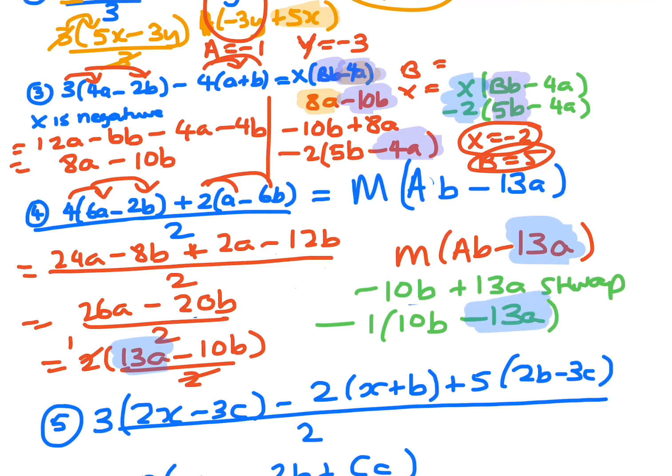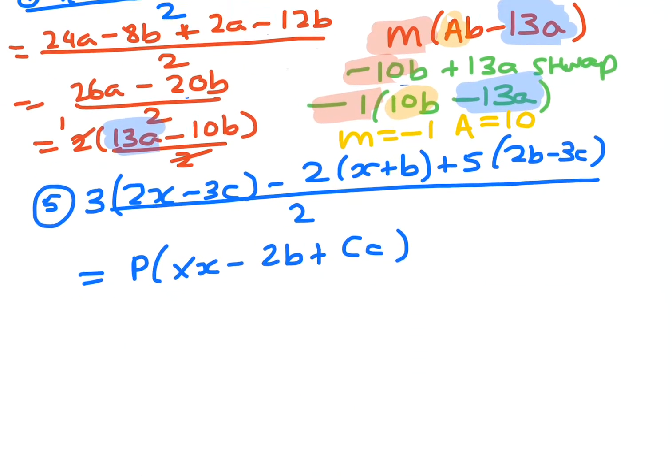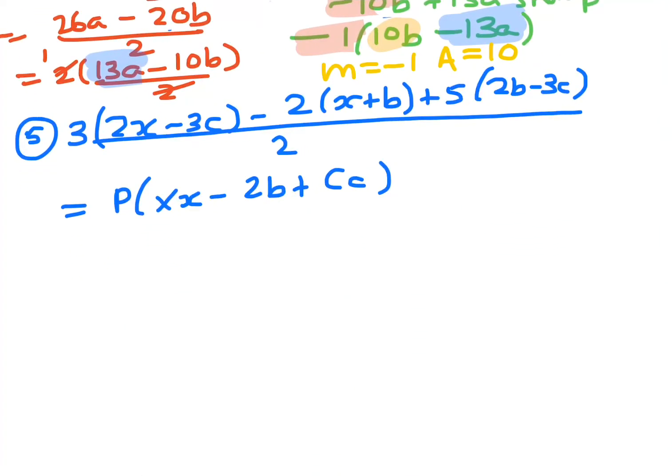So minus 13A. Now, when you're comparing them, big A will give you 10, and minus M will go with the minus 1. Okay, so that means that M equals minus 1 and big A equals 10 when you're simplifying it. Okay, so write this one down. Try this one in your book.